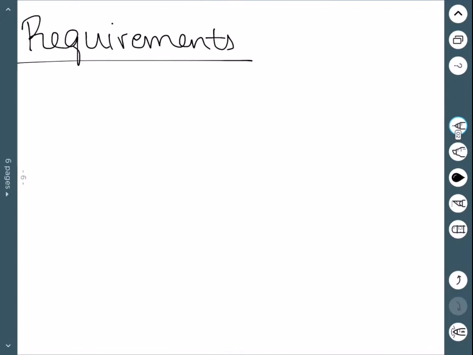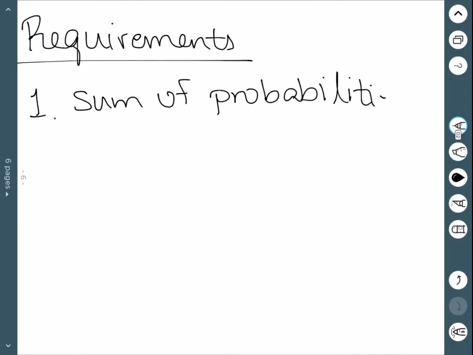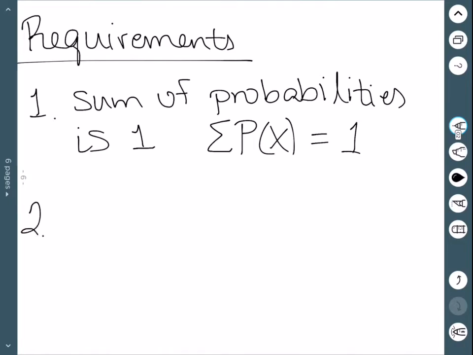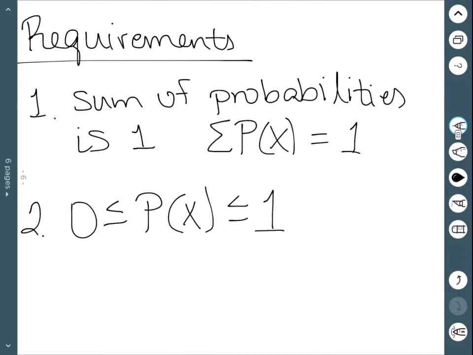There are 2 requirements for these distributions, one of which is the sum of the probabilities has to be 1. The sum of your probabilities is always 1. So that second row has to always sum to 1. In addition, probabilities always have to be between 0 and 1. They can include 0 and can include 1, but they have to be between 0 and 1.